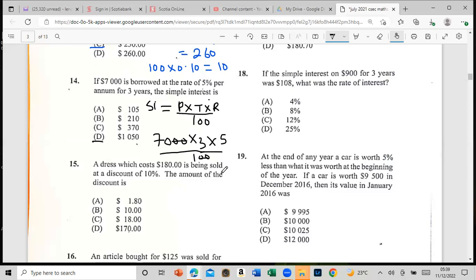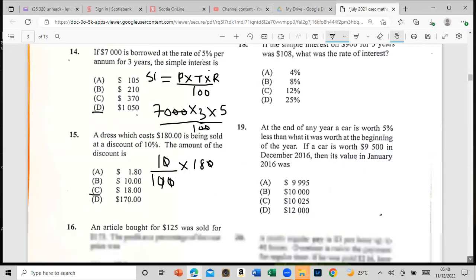Our dress costs $180. It's being sold at a discount of 10%. The amount of discount is... So how do we do it? Find 10%. It's just the discount you are finding. Divide by 10, so 180 divided by 10 is 18. So it's $18. Notice it's about the discount amount, not how much you're paying for this or anything.